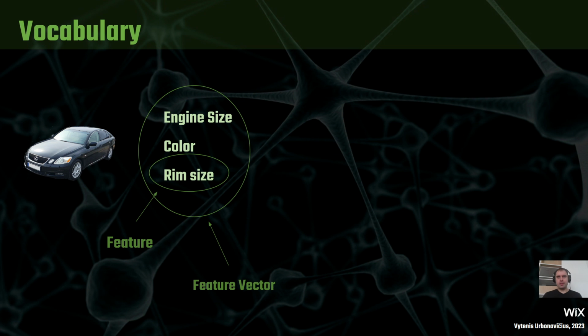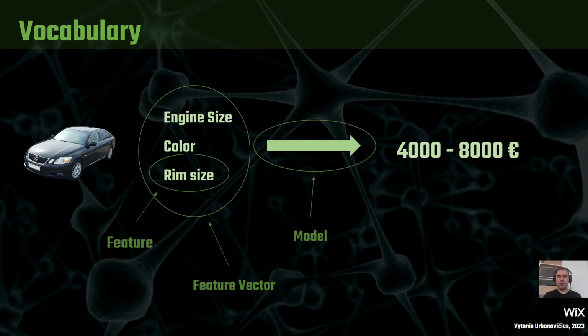Now, most of us have some experience with cars already. So given this full feature vector, we might be able to draw some conclusions from it. For example, we might be able to say that an older version of Lexus GS is likely to cost about 4,000 to 8,000 euros in the market. And the way we make this kind of conclusion is called a model.